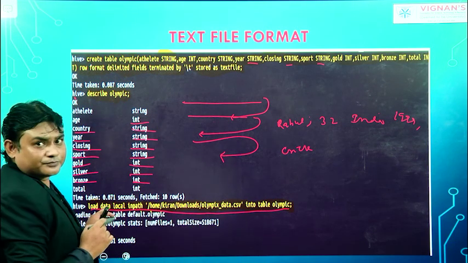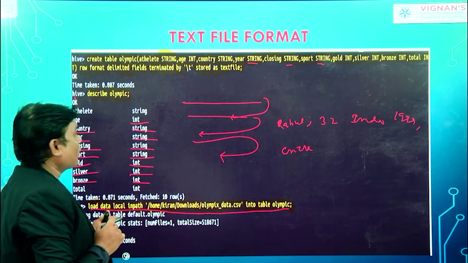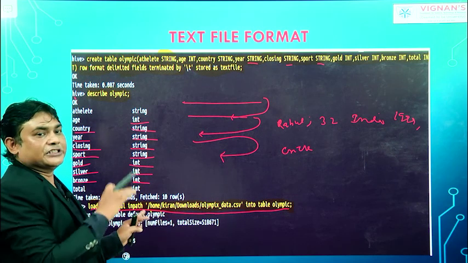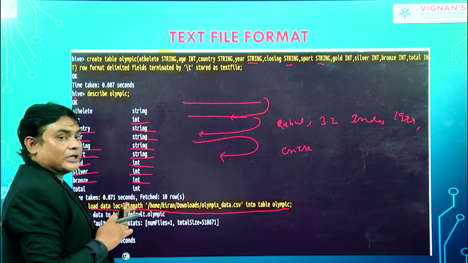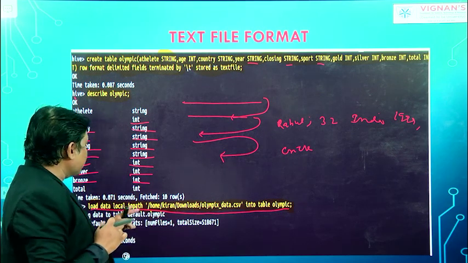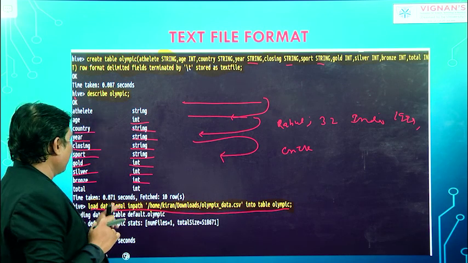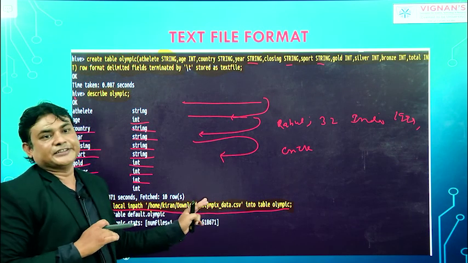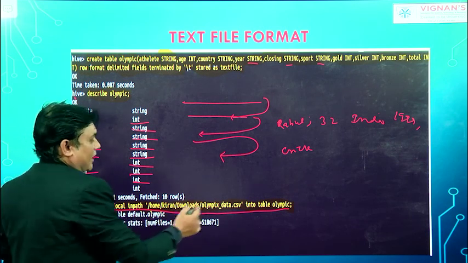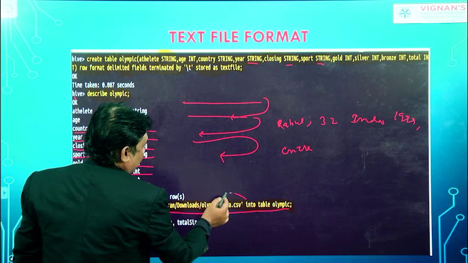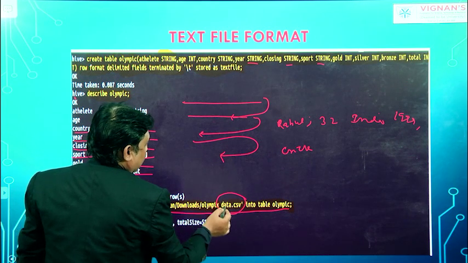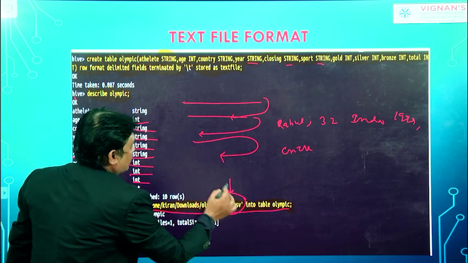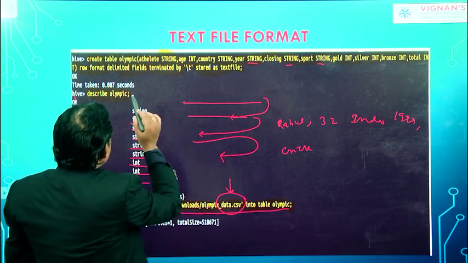Load data, and we are going to load it locally. You are going to use the local file system. Within Hive, we are going to load the data from the local file system, so load data local inpath, and you have to give the path. From which path are you taking the data? We already have a data file, and the file name is data.csv.